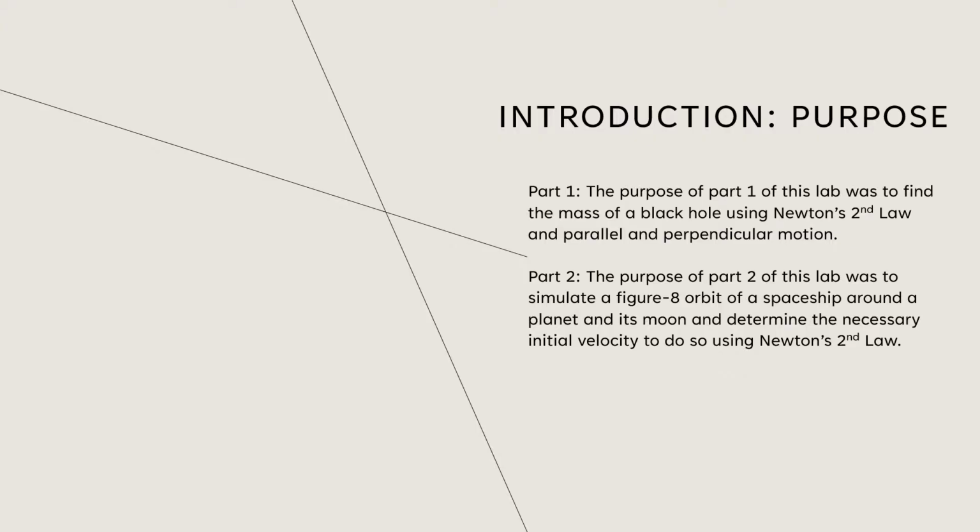The purpose of Part 1 of this lab was to find the mass of a black hole using Newton's second law and parallel and perpendicular motion. The purpose of Part 2 was to simulate a figure-8 orbit of a spaceship around a planet and its moon and find the necessary initial velocity for this orbit using Newton's second law.